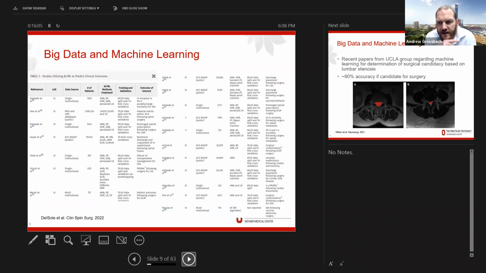But if you look at the data they used, these are public databases, and we know that you can't get something better out than the data you put in. So you need to have the right data, you need to be collecting the right data, you need to be looking at the right variables.